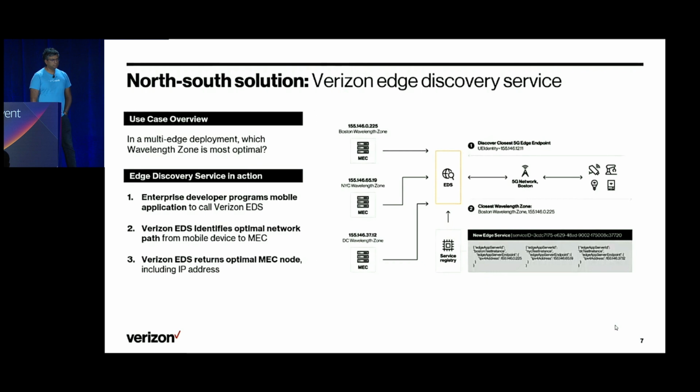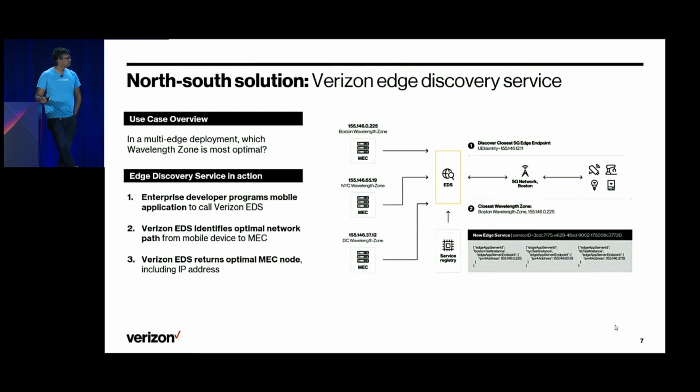And we developed this API called the Edge Discovery Service, which essentially is a service registry that you as the developer populate your endpoints, IPv4s, FQDNs, doesn't matter. And then when you're looking to find that optimal node, you simply query the service registry, providing your IP address as that mobile device, and it will tell you, aha, the closest wavelength zone to you is the New York City wavelength zone, and here's your IPv4, and then you go ahead and connect accordingly.